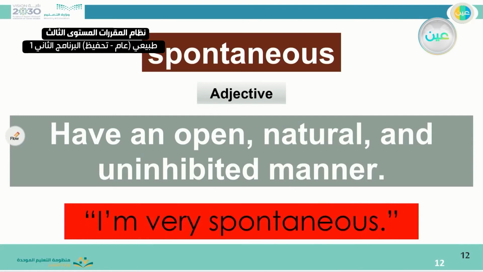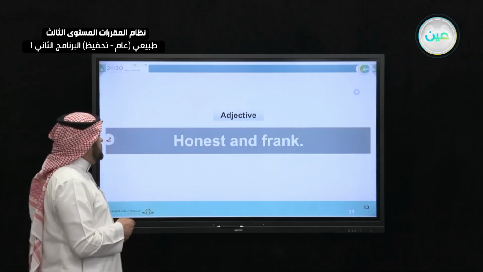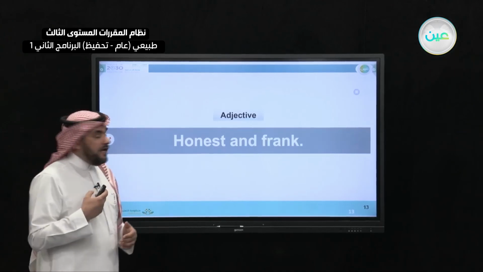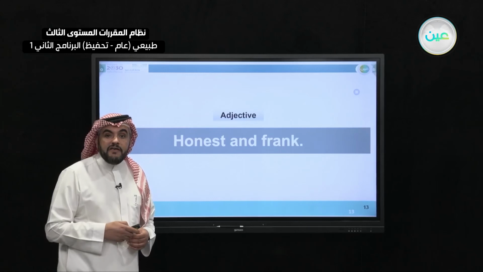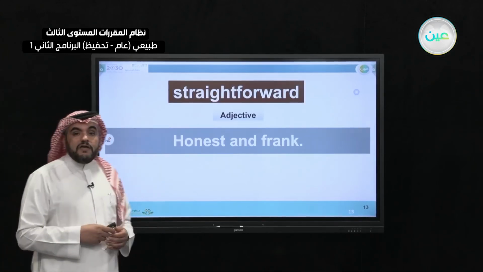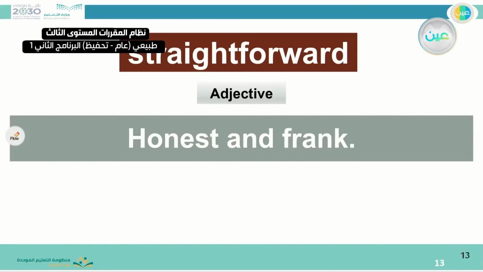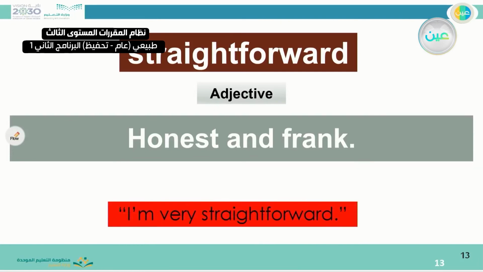Okay. Now, how can we use it in a sentence? When Luke talked about himself, he said, "I am very spontaneous." That was in lesson number 1, listen and discuss, if you can remember. Also, another adjective when you describe somebody as honest and frank. How can you say a person is honest and frank? You say he is straightforward. Straightforward means he is honest and frank. And here is the word in a full sentence: I am very straightforward.